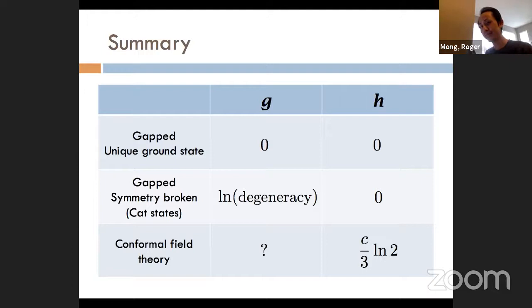Could you say a little bit more about that optimization? Okay. Oh, I got an extra slide here. Okay.